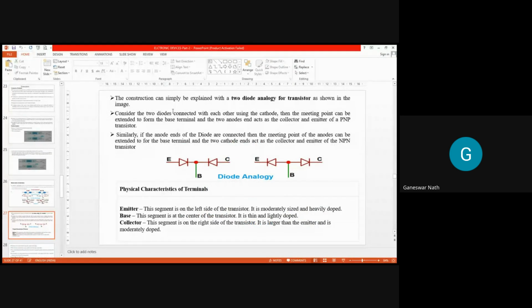Similarly, the construction can simply be explained with a two diode analogy for the transistor. Here is the diode analogy. It has the same things I explained before, I just put it here.